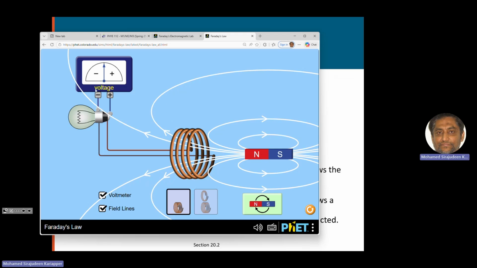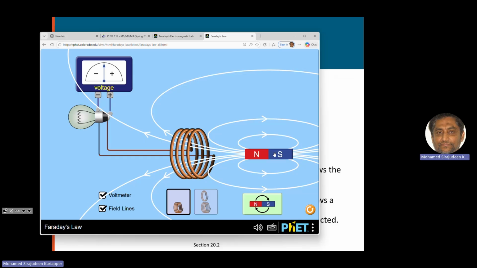Is there a current? Is there an induced EMF? Is it acting like a battery? No. Why? The flux is not changing. The magnetic field is the same. But if I move it, would you expect it to change? Of course, it's going to have more magnetic flux. It's not just the strength of the magnetic field, it also depends on the area.